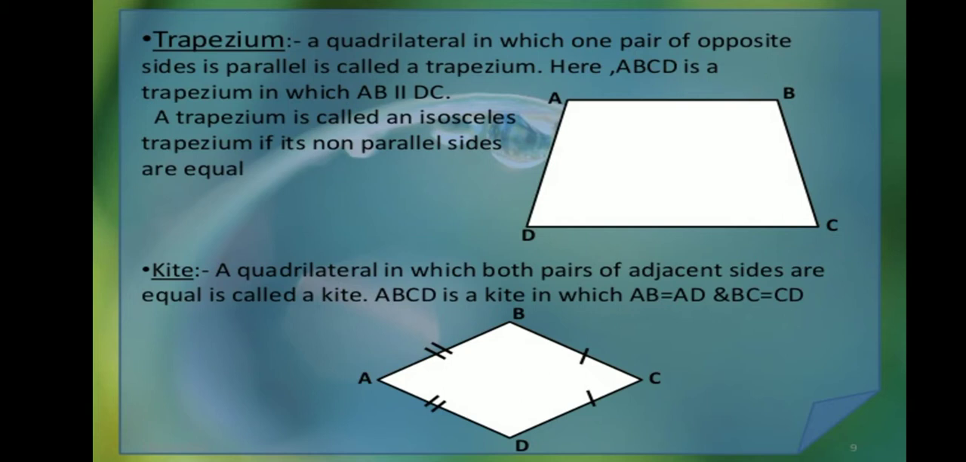Then you have a kite shape in which the adjoining, or you can say the adjacent, sides are equal. Till now in the quadrilaterals we have done, normally the opposite sides are equal, but in the kite it is the other way: the adjacent sides are equal. Over here AB and AD are equal, and BC and CD, which are adjacent sides, are equal. So a pair of adjacent sides are equal.